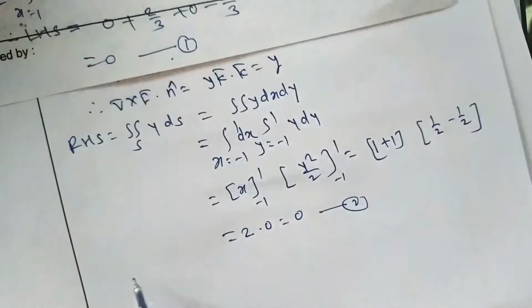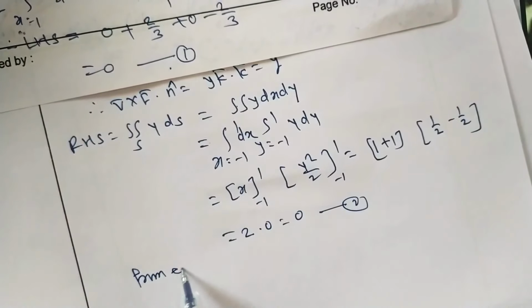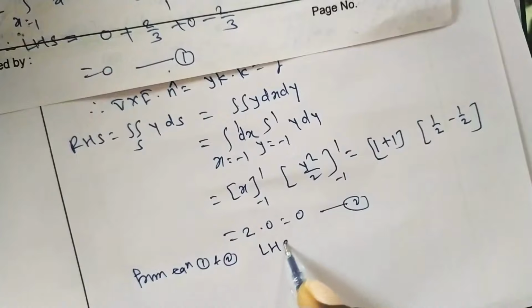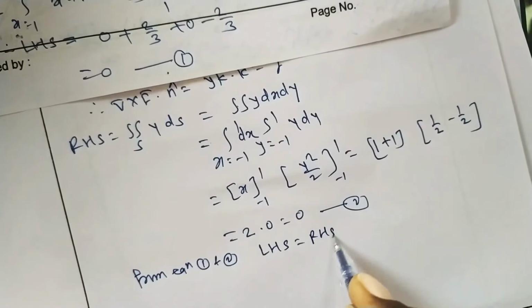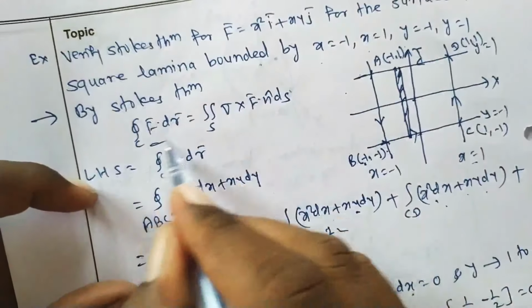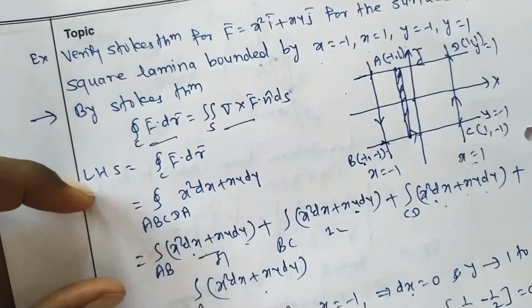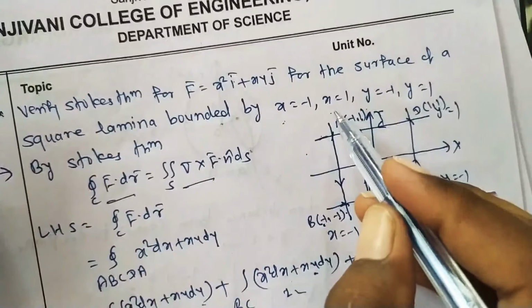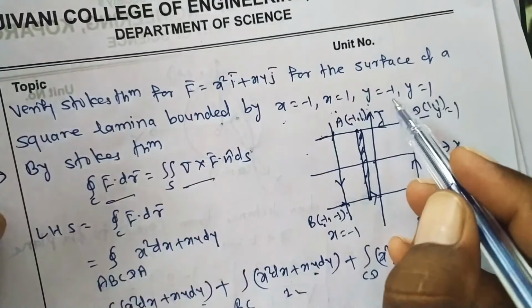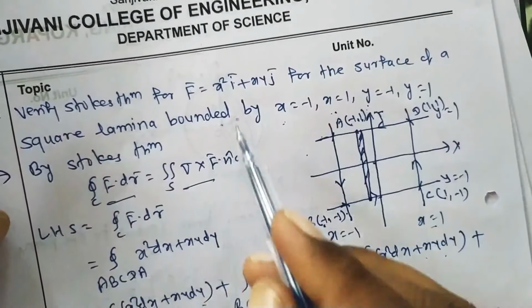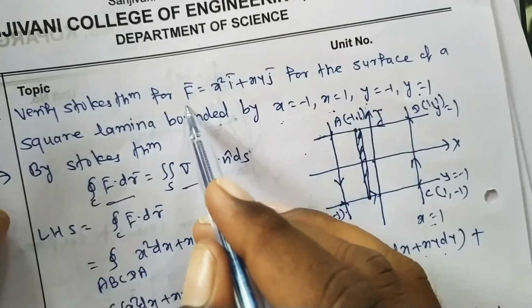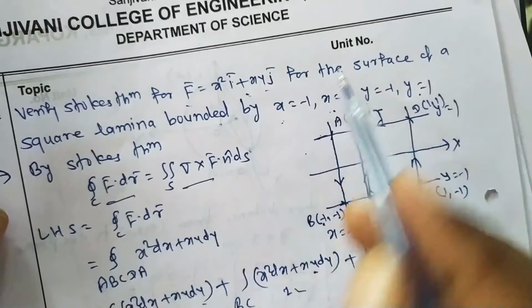So from equation 1 and 2, LHS is equal to RHS. If LHS is equal to RHS, means this is equal to this. So this shows that Stokes theorem is verified on the lamina x equal to minus 1, x equal to 1, y equal to minus 1, y equal to 1, for the vector field f bar equal to x square i bar plus xy j bar.